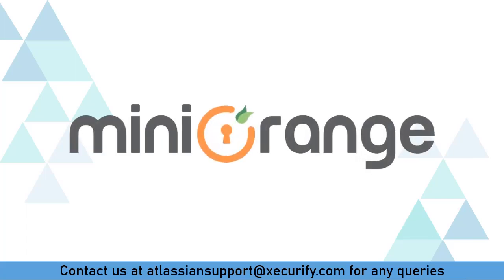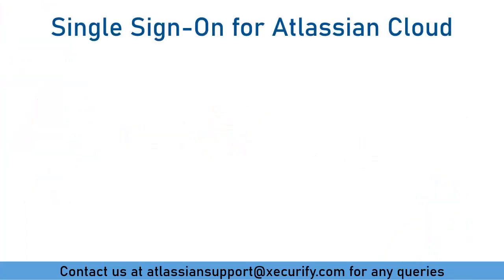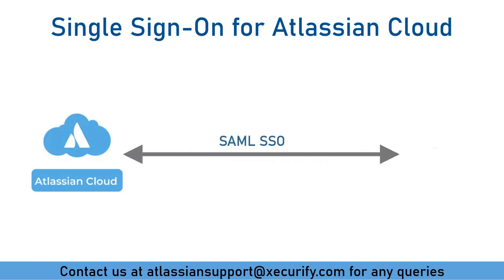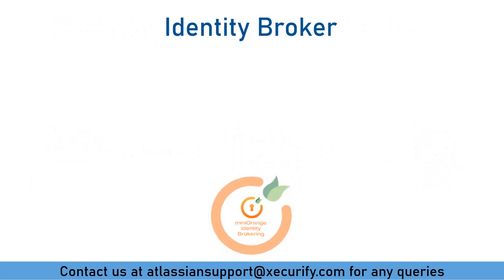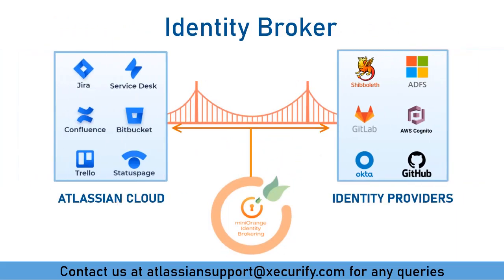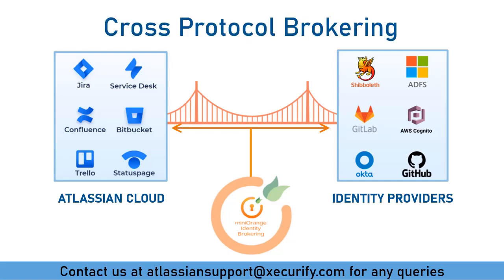Welcome to miniOrange. In this video, we will be performing Atlassian Cloud SAML SSO with Okta using miniOrange's identity broker solution. Identity brokering is a way to establish trust between parties who want to use online identities of one another. miniOrange IDP supports cross-protocol brokering, which means in our case we can configure Atlassian Cloud, which supports the SAML protocol, with any identity providers that may support any other SSO protocols like OAuth, OIDC, JWT, LDAP, etc.